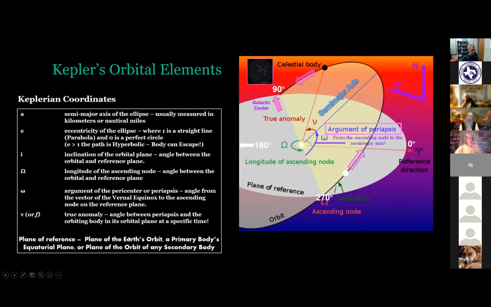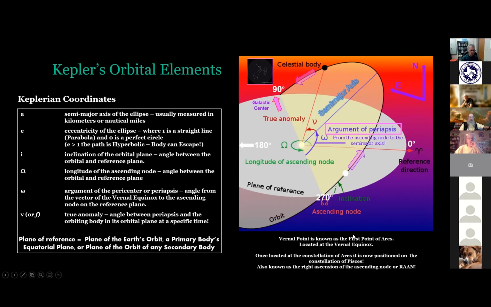And the plane of reference doesn't have to be the plane of the Earth's orbit. We could decide to use the plane of the sun's equator, or I'll give you an example: the Earth's moon is tilted at about 5 degrees with respect to the Earth's equator. So that body is tilted, and we can use the plane of the Earth's equator as a localized plane.